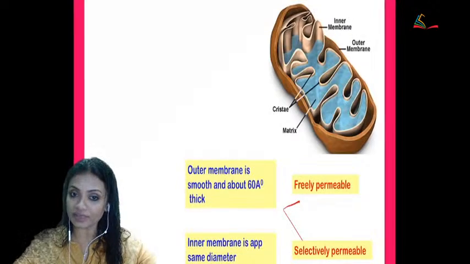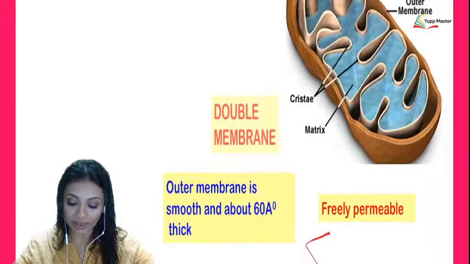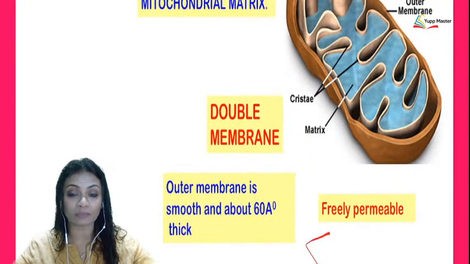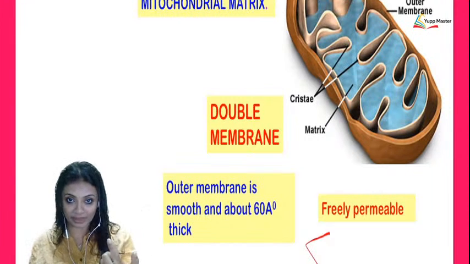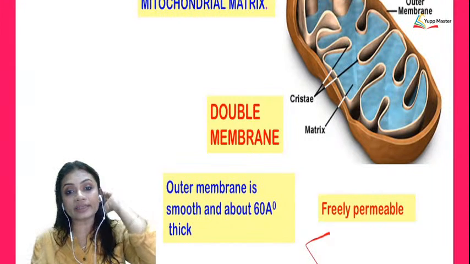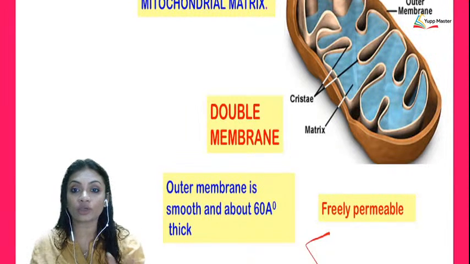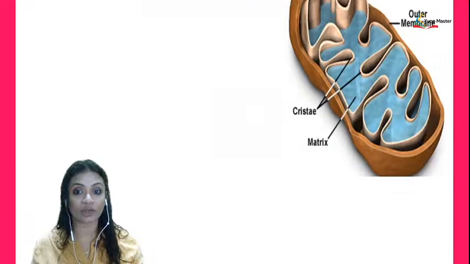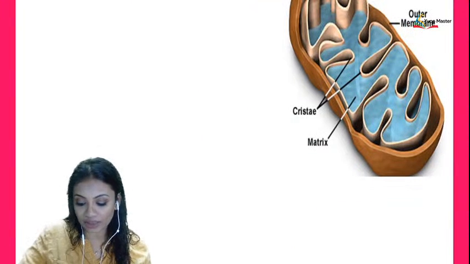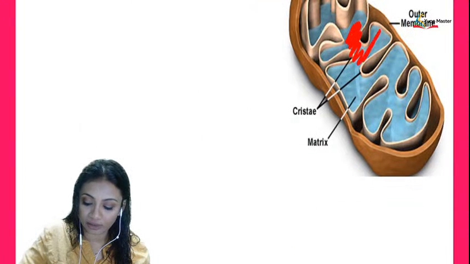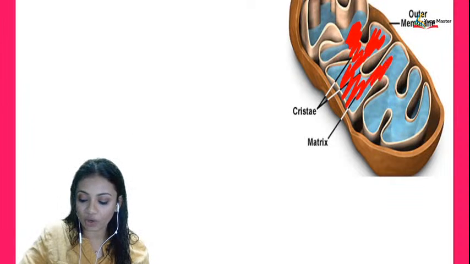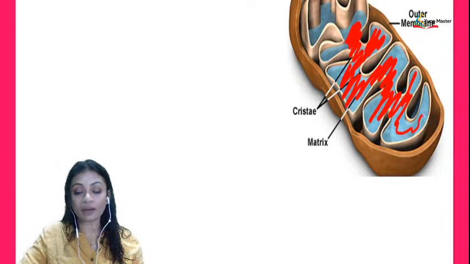Also, we see here that it is a double membrane, and inside the inner membrane there is a fluid, and that fluid inside the inner membrane is called the mitochondrial matrix. What is it called? It's called the mitochondrial matrix. So this fluid that you're seeing inside here, all of it can be called the mitochondrial matrix.